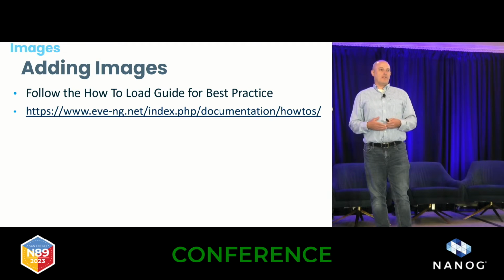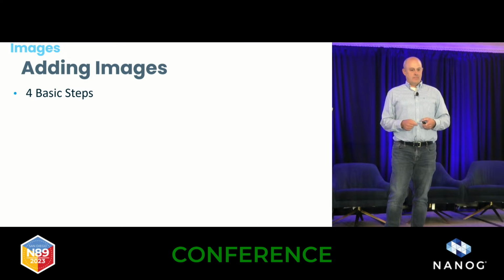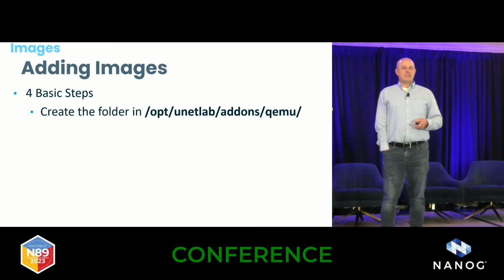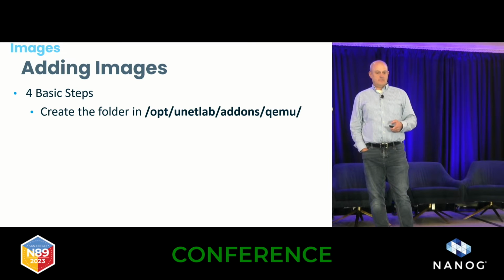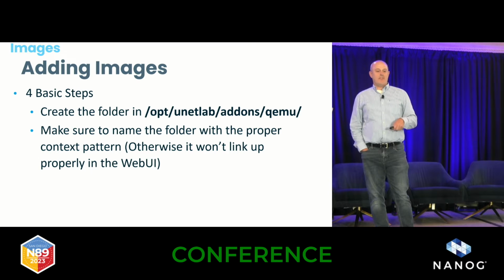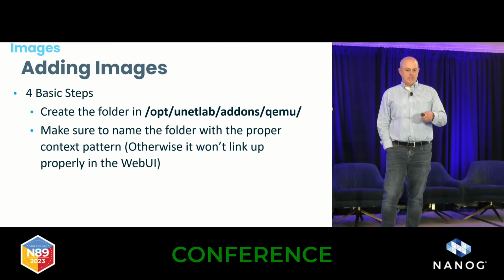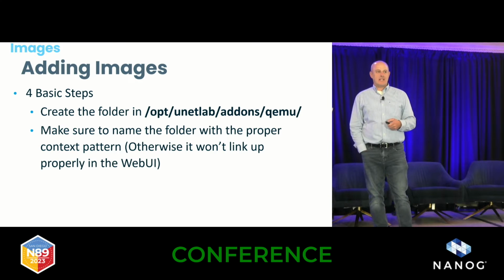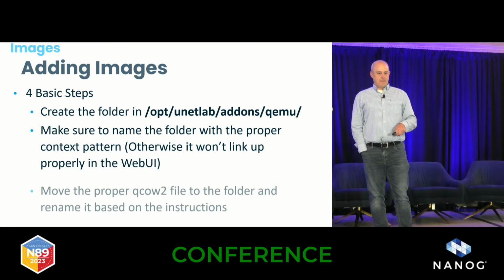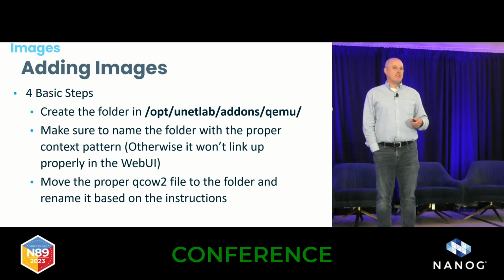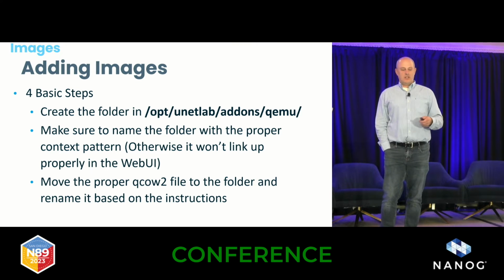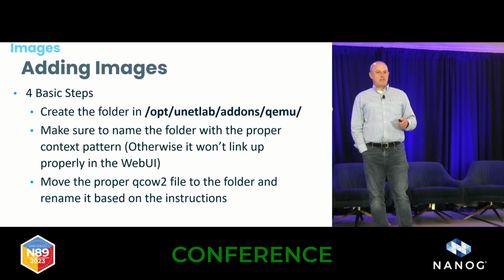You'll see when you go here, there's multiple vendors. It's probably every vendor that everybody in the room works with that you have an opportunity to simulate right now in the system. So 4 basic steps. You're just going to create a folder at this location. You're going to name that folder with the proper context pattern that we'll see in a table in a second. And what that does is that just links the template that's underneath in the software to the image that you want to run. And then you're just going to transfer that vendor's image, whether it's an ISO or in most cases a QCOW2 file, and rename it based on those instructions. And then you just run a script that's called fix the permissions.